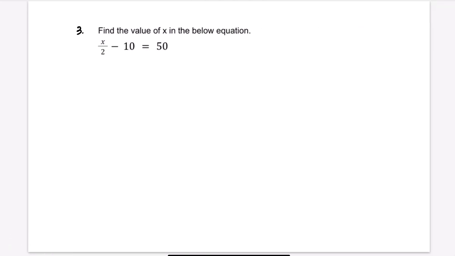Let's see what the question is asking us to find. Find the value of x in the below equation. x over 2 minus 10 is 50. So let's read the problem here. x over 2 minus 10 is 50. Okay, again we have to isolate x here, which means we have to move negative 10 and 2 from the left side. All right, let's do that.